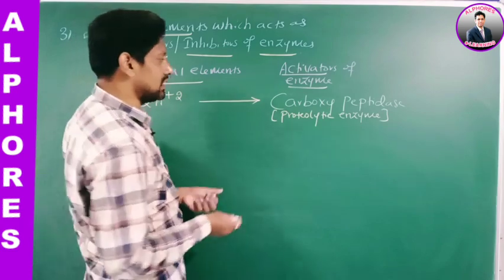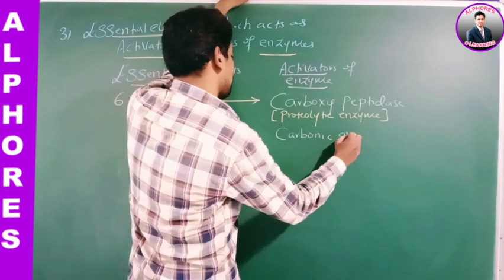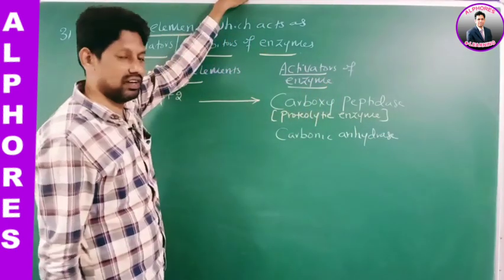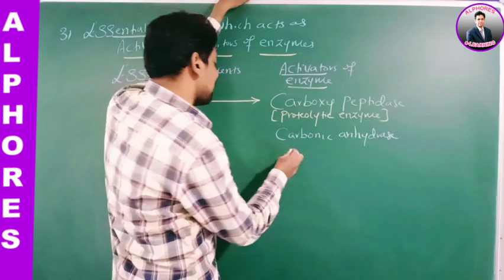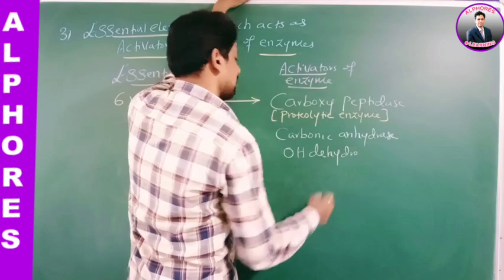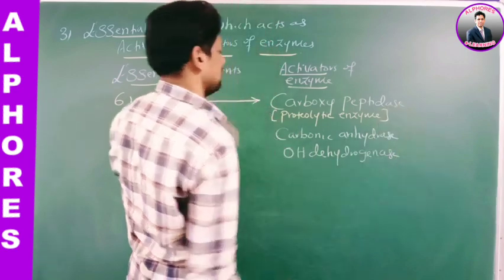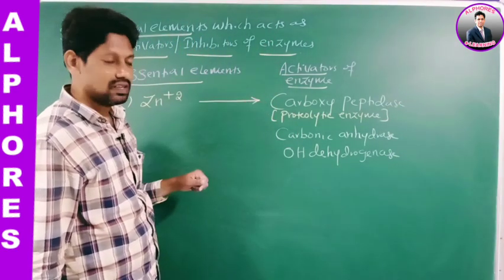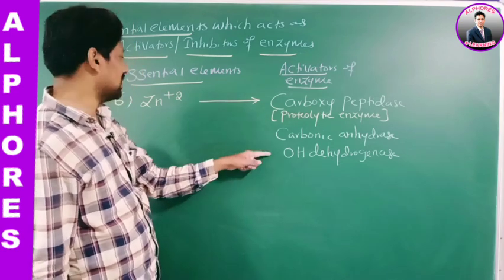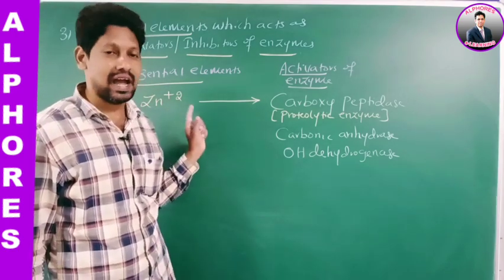Sir, this zinc acts even as an activator for carbonic anhydrase. Carbonic anhydrase. It even acts as an activator for alcoholic dehydrogenase. Therefore, for carboxypeptidase, carbonic anhydrase and alcoholic dehydrogenase, for these three enzymes, Zn+2 acts as an activator.